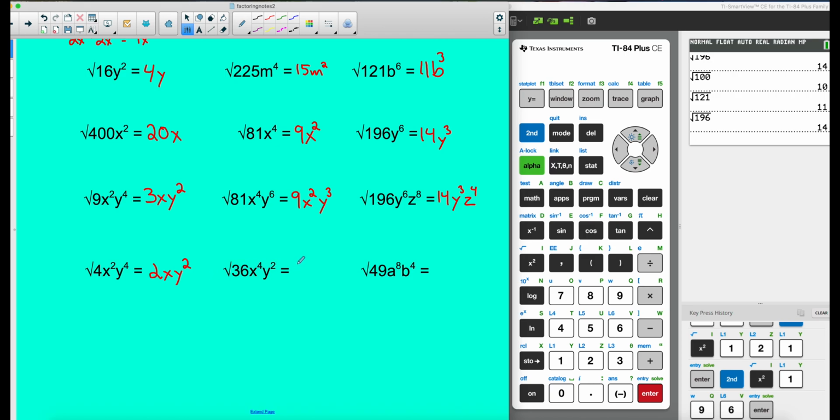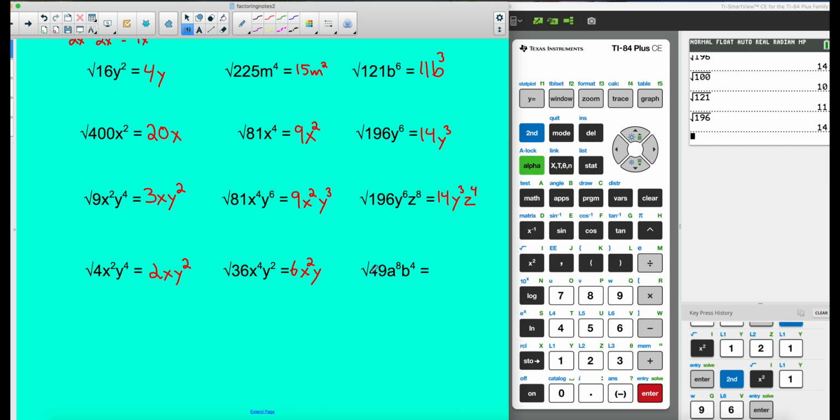Square root of 36, 6. I see an x, so put an x with your answer. Now, that's a 4. 4 divided by 2 is going to give you x squared. Y squared, the square root is just y. Okay? Keep in mind, whatever letters you see here when you're finding perfect squares, they always have to be part of your answer. Last but not least, the square root of 49.